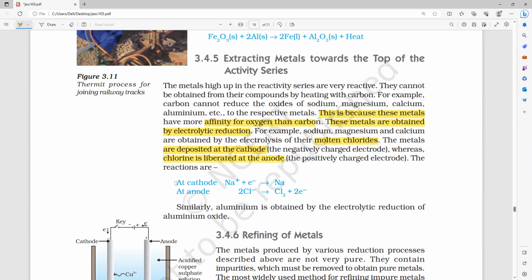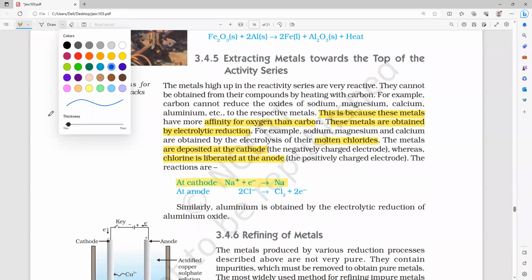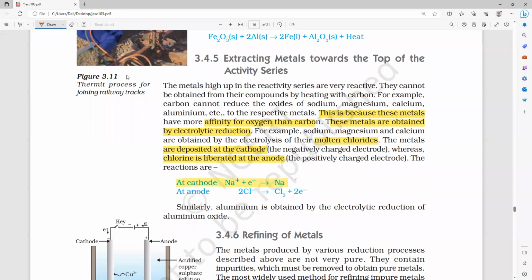So the reactions will be like this, the cathodic reaction. By adding electrons, sodium ion turns into sodium atom. Why is it called reduction or oxidation? This is addition of electrons, guys. What do we call it? Reduction. And this one, removal of electrons, is called oxidation. Okay. So always you should take molten.